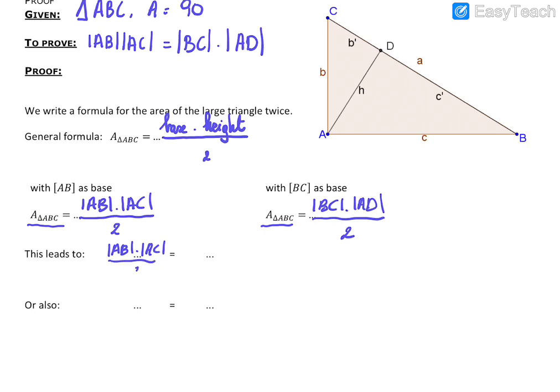AB times AC divided by 2. BC times AD divided by 2 as well. Now, if both sides of the equation are divided by 2, you can simply leave that out. Als beide leden door 2 gedeeld worden, mag je dat inderdaad dus ook weglaten. And then I already have my final result. AB times AC equals BC times AD.